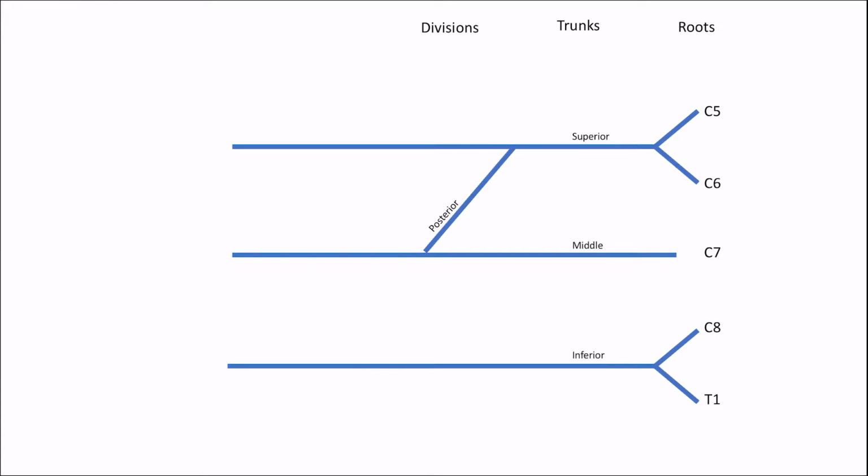The superior, middle, and inferior trunks give off posterior divisions to form the posterior cord. The anterior divisions of the superior and middle trunks join together to give you the lateral cord, and the anterior division of the inferior trunk forms the medial cord. The reason it's given the terms posterior, medial, and lateral is in relation to the axillary artery.